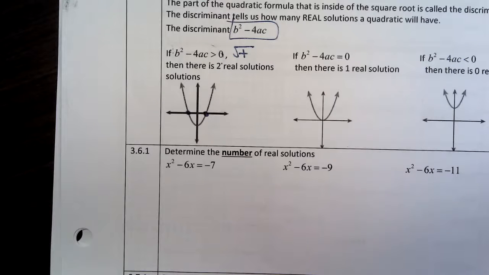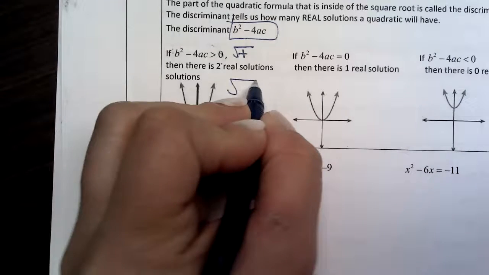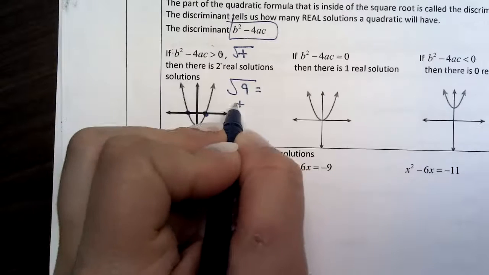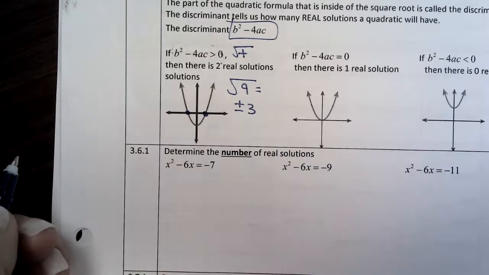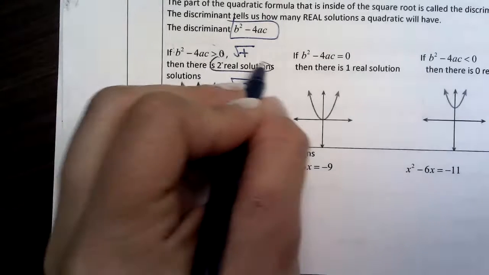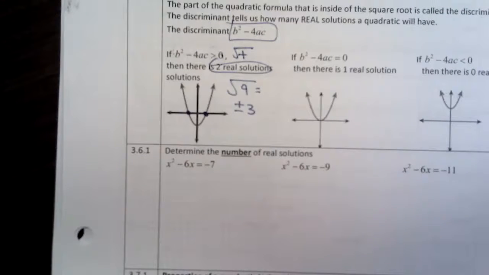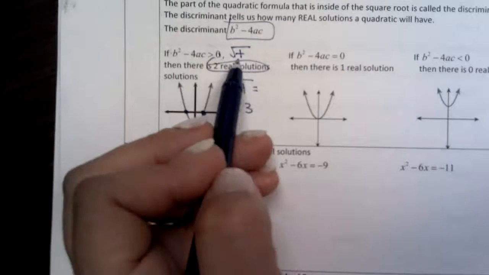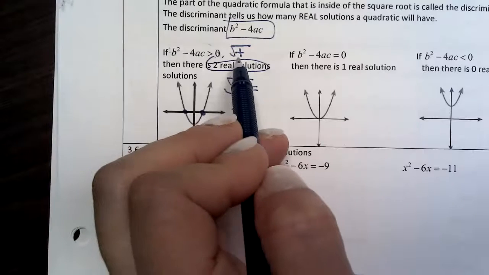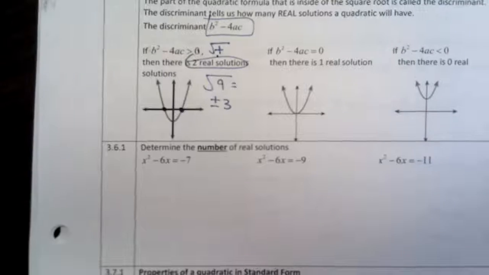And it's not going to be just one point, because if I take the square root of 9, remember that gives me a positive or a negative 3. So you're going to have 2 real solutions if the discriminant is positive, or whatever's under the radical in that quadratic equation is positive.